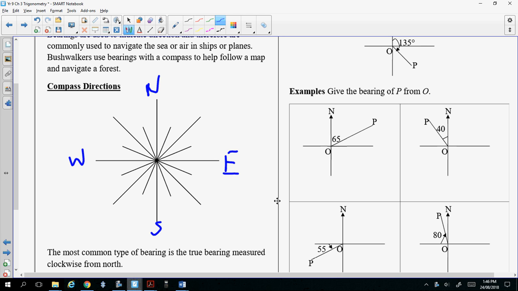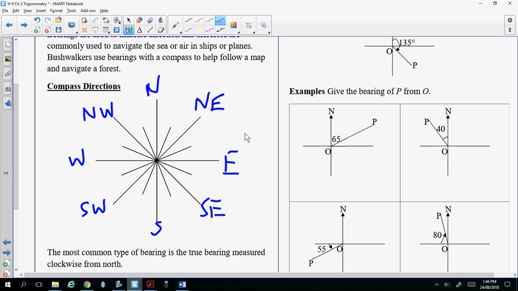The other 4 directions are in between north and east. You write northeast. You always state the vertical direction first before the horizontal direction. And then there's the southeast, southwest, and northwest. Now, what if it's in between north and northeast?